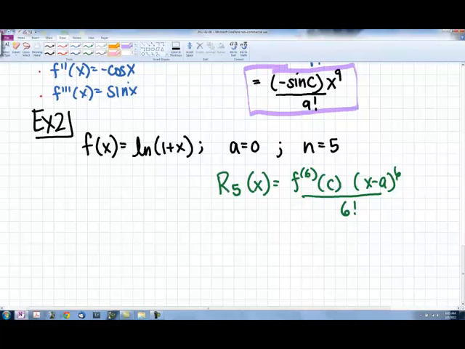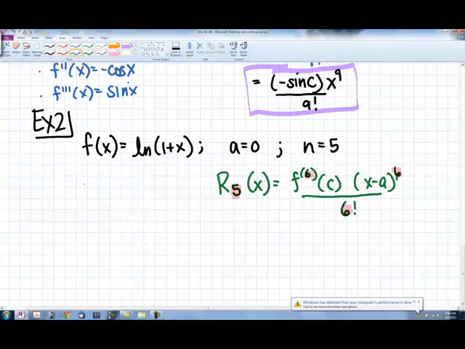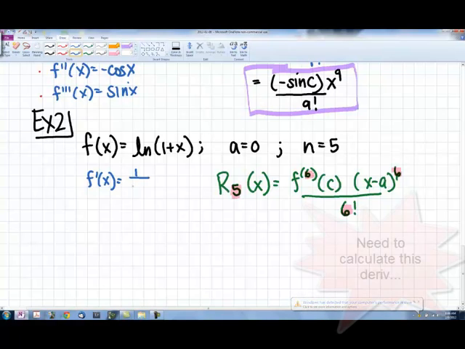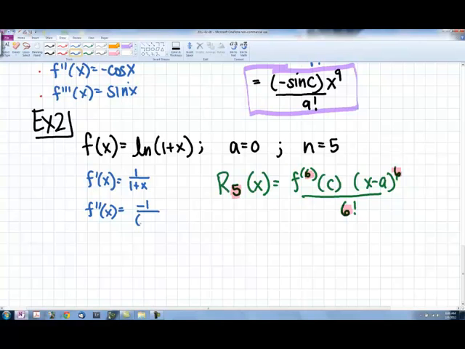So notice that it's going to be 6, 6, and 6 here because it's always that next term. And it's 5. So I have to have the 6th derivative of f. And f is equal to ln of 1 plus x, so I need to keep taking derivatives. F prime of x is 1 over 1 plus x. F double prime, if we take the derivative of that, is going to be negative 1 over 1 plus x squared. Then take the third derivative, and that's going to be 2 over 1 plus x cubed.